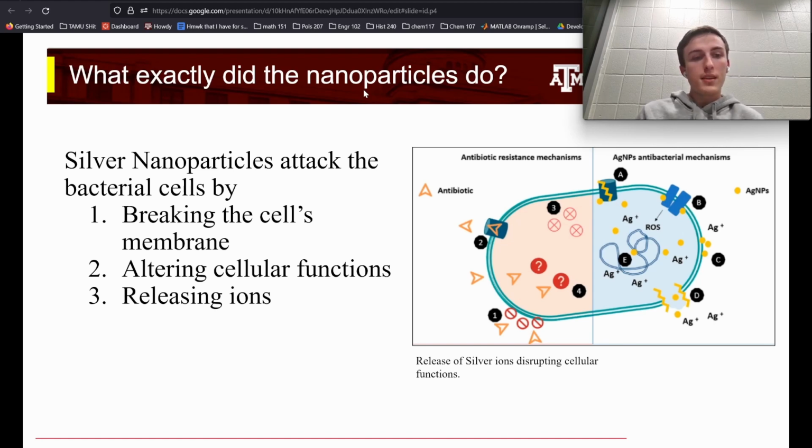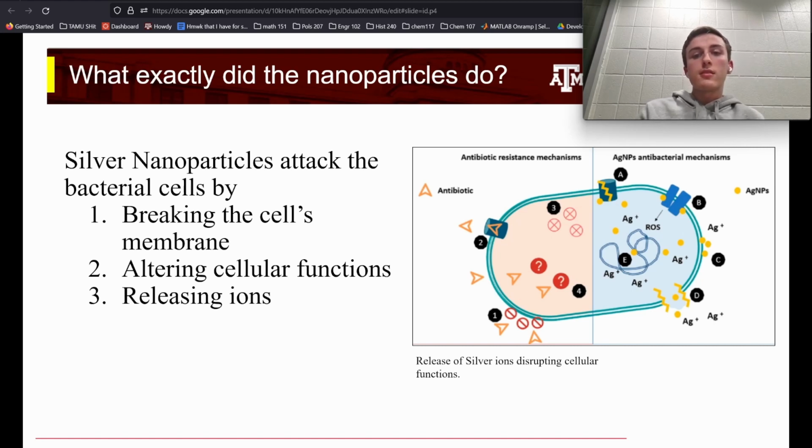In some cases, the nanoparticles interact with the sulfur proteins and cause structural damage to the bacterial membranes. Another method is that the particles pass through the membrane and react with the sulfur and phosphorus groups to alter the cellular functions. For example, they might interact with the thiol group enzymes that allow the cell to grow and inhibit the normal functions of the cell, therefore killing it. The third method is that the silver nanoparticles release silver ions that interact with the cell, causing changes to its normal cellular functions, which then lead to its death.